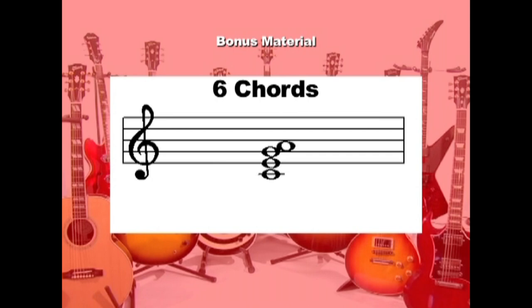By playing a 6 chord and adding the second or ninth interval, the chord becomes 6/9. To be a 6/9 chord, the 7th interval cannot be present. C 6/9 would be C, D, E, G, and A.